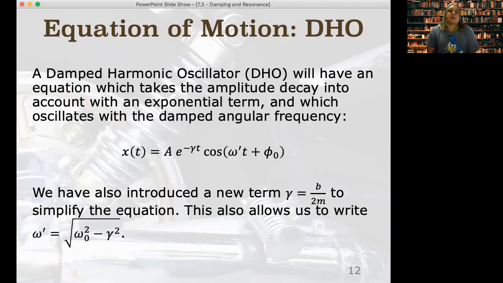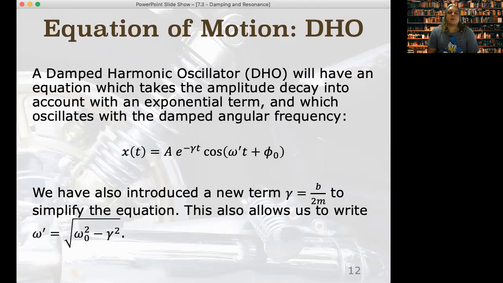So that puts us in a place now where we can write out our equation of motion for a damped harmonic oscillator. We still have our amplitude out the front because that gives us our initial height that the system was set to, but it now decays according to this exponential term, that envelope that we talked about. So we get A times the exponential. And we still have our cosine term, but now we've got to use our damped angular frequency, omega prime times t plus phi naught. We can still have our initial conditions in there with our phase constant.